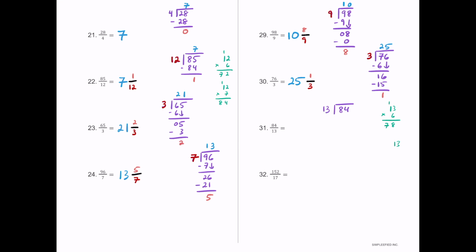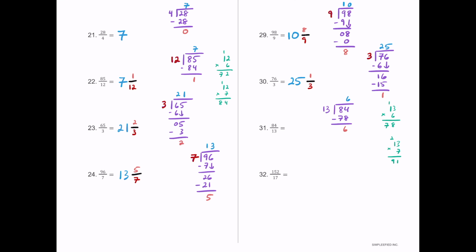And let's try 13 times 7 just for good measure. That's going to be 21, carry the 2. That's going to be 91. So it's a little too much. So we're going to go with 6 here. 6 times 13 is going to be 78. And if we subtract that to find the remainder, that's going to be 6.